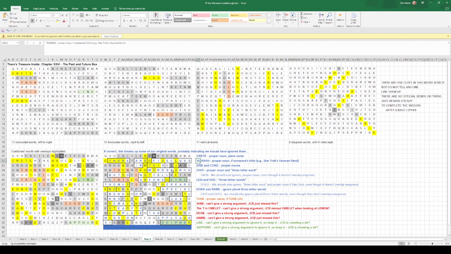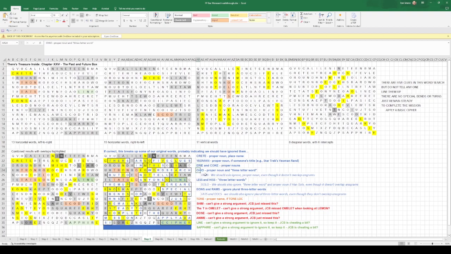Yeoman gets destroyed. This feels like a bit of a stretch, but you could use the word yeoman as somebody's title, like Yeoman Rand from Star Trek. There are some other Star Trek references in this book, so perhaps that's why yeoman is not used. Erie and Coke get, in my mind, ignored because they're proper nouns and because they get destroyed by the anagram.